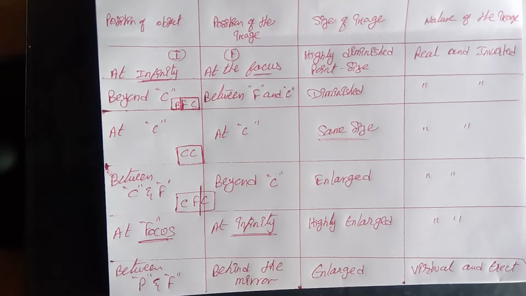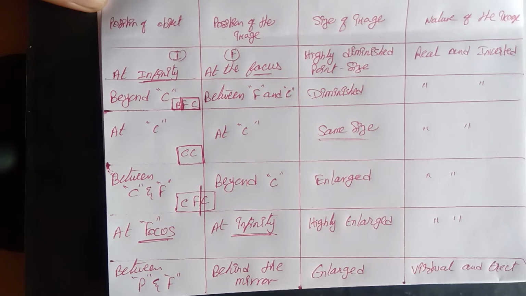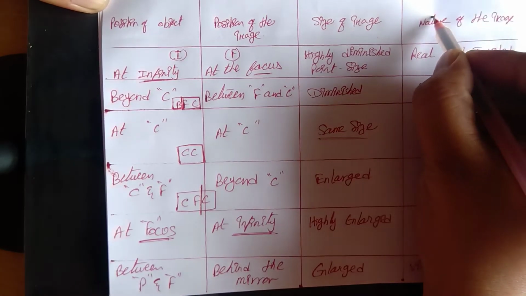If you look at this table, the first column consists of position of object, the second position of image, the third size of image, and the last one nature of image. So it deals with: if my object is somewhere, where would my image be formed, what would be the size of the image, and what would be the nature of the image.